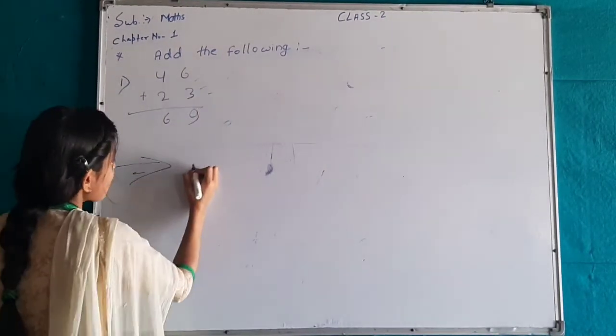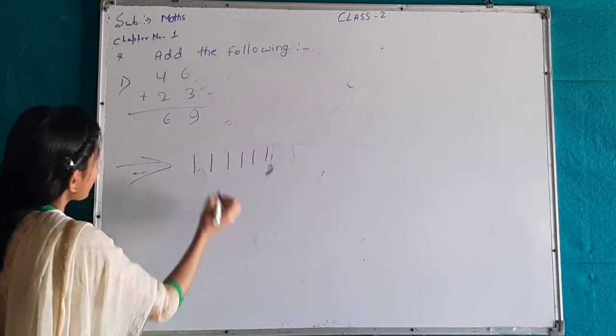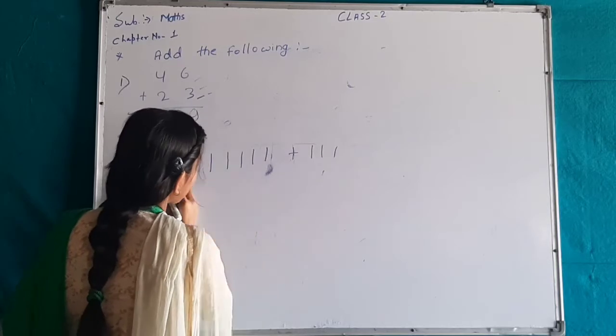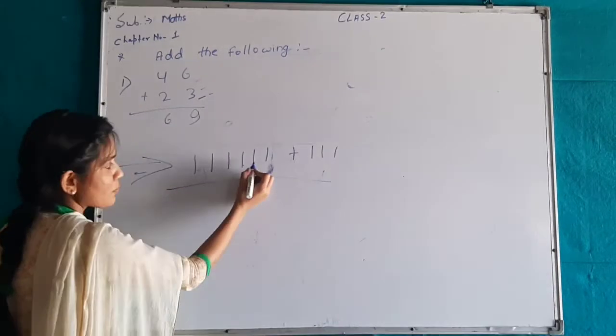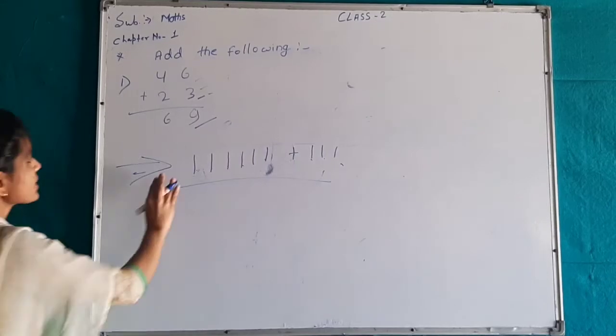We can add it in this way. Here is 6. We can draw 6 lines, 1, 2, 3, 4, 5, 6, and add 3 lines, 1, 2, 3. Then we can count it, 1, 2, 3, 4, 5, 6, 7, 8, 9. Then we get 9. Same.